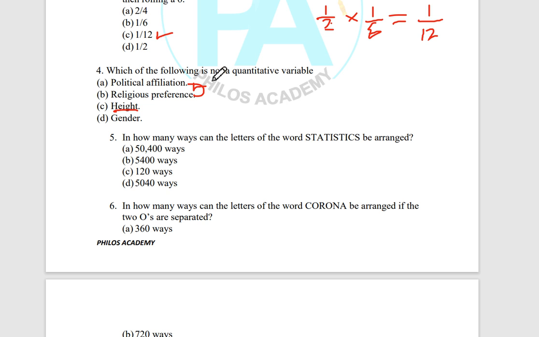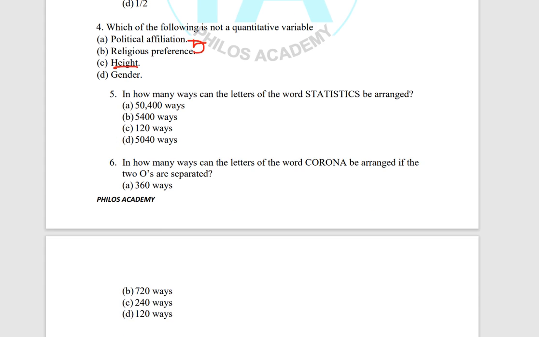If the question had been, which of the following is a quantitative variable, the answer would have been C. Or if the question had said, which of the following is not a qualitative variable, instead of quantitative, it's only C that is not a qualitative variable, so the answer is still C. So be very careful with this kind of situation when you are writing an exam. That's why it's very important to read the questions very well before you pick an answer. So let's proceed to question 5. It looks like there's no answer for question 4.